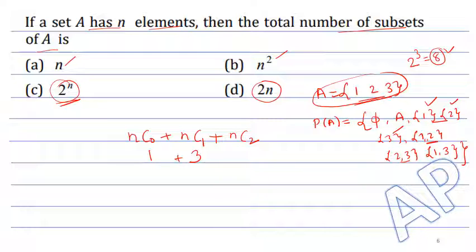ಹಾಗೇನೆ NC2 ಅಂದ್ರೆ 2 ಎಲಿಮೆಂಟ್ ಇರುವಂತಹದ್ದು NC2 ಸೆಟ್ಸ್ ಇರುತ್ತೆ ಅಂತ. ಈಗ ನೋಡಿ ಇಲ್ಲಿ 3 ಸೆಟ್ಸ್ ಇದೆ ಒಟ್ಟು, ಅಂದ್ರೆ 3C2 is equal to 3C1, 3 minus 2 is 1. So 3C1 ಅಂದ್ರೆ 3. There are 3 subsets which contains 2 elements for the set A.